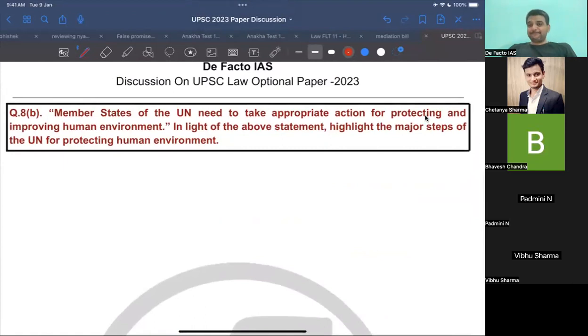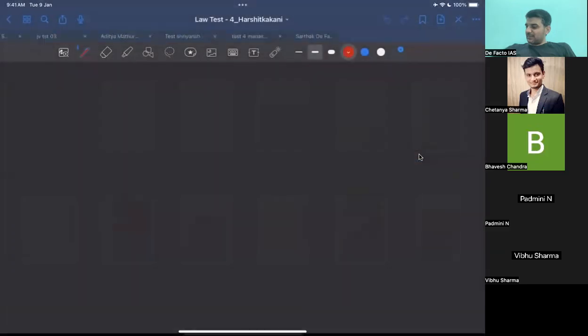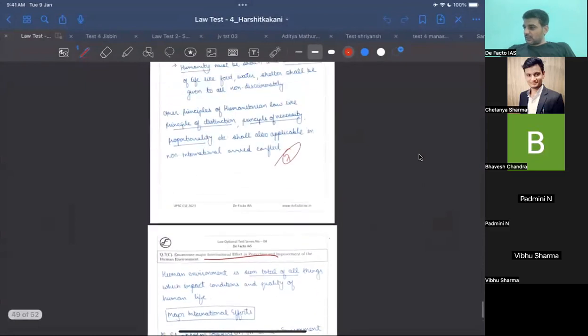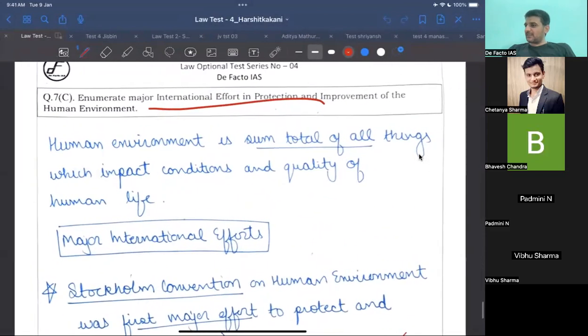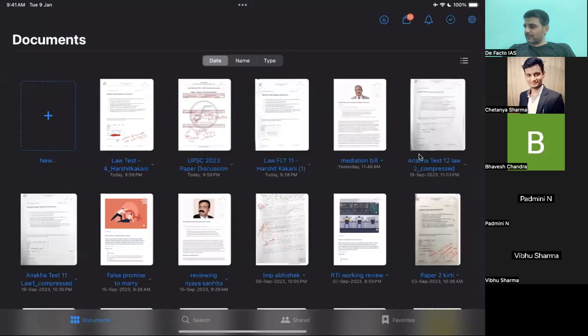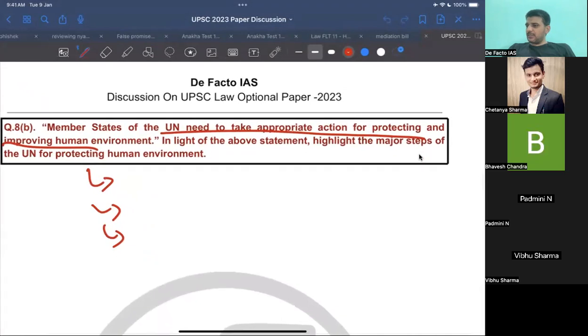Catch 8B देखते हैं. It says that member states of the UN need to take appropriate action for protecting and improving the human environment. So simply you have to talk about what are the major things. ये देखिए, एक question मैंने इस पे पूछा था, exactly the same question, right? हर्षित की ही copy लेते हैं। देखिए इसमें मैंने last question पूछा, इसलिए मुझे याद भी है, ये मैंने बच्चे को दिखाया भी है copy। इस question को देखिए, enumerate the major international efforts for human environment, ये question हो गया, ठीक है। And what is the question that they have asked? See the second question. The question that they have asked is: major steps that have been taken.